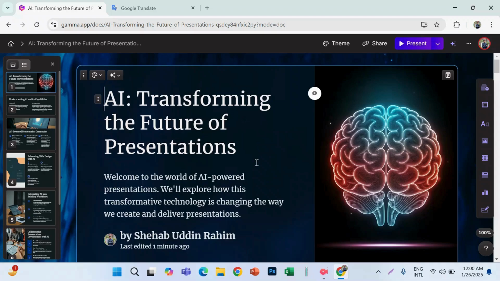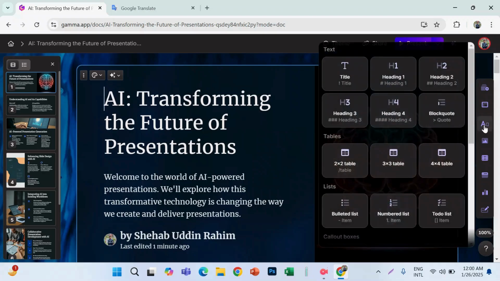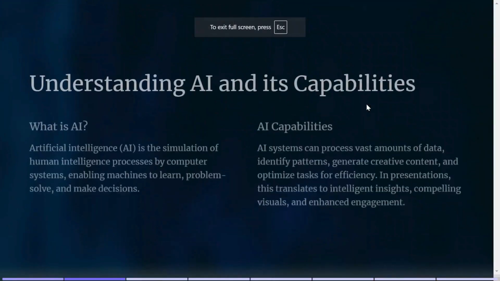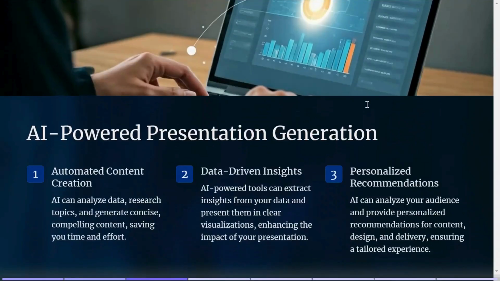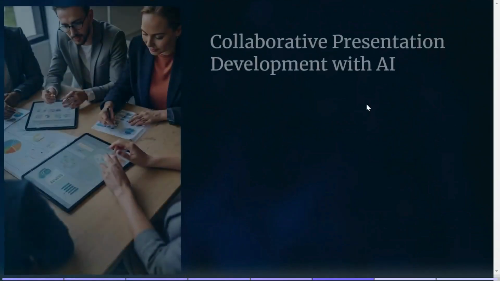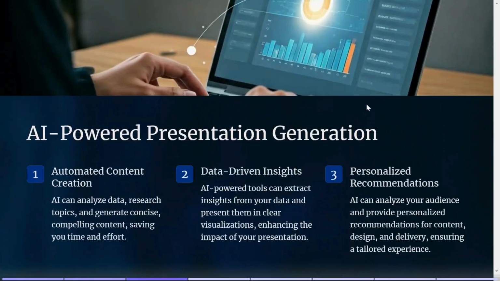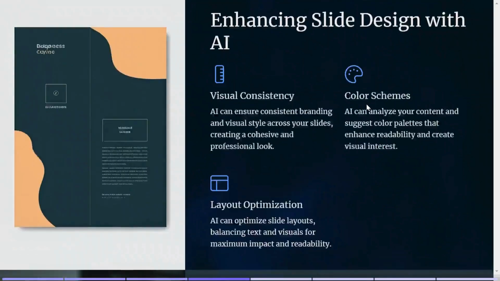And if you want, you can edit the full presentation. This presentation is customized by AI. If you want, you can add text, you can add images, you can add videos or media, and you can add charts or diagrams. Then click on present or full screen. Just look at the presentation. Amazing presentation. So I think you understand why I said this AI tool is better than Microsoft PowerPoint.